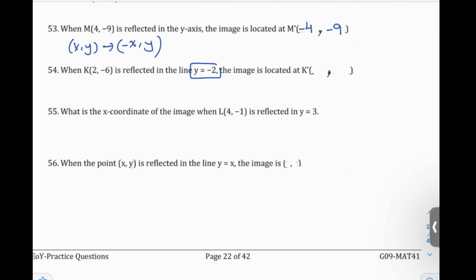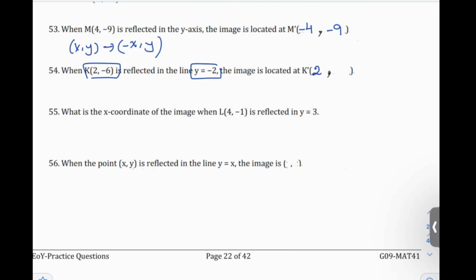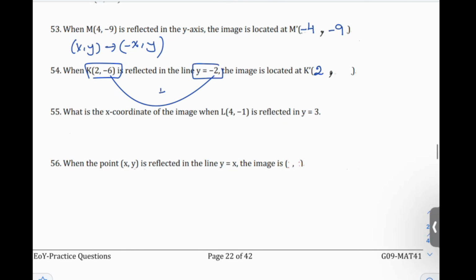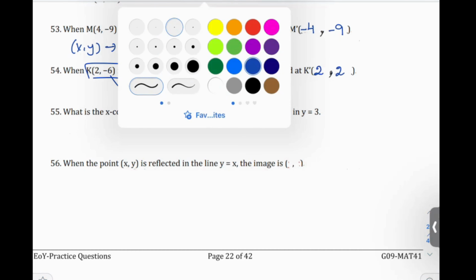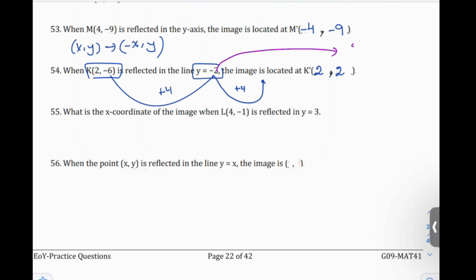Now, reflection across y equals 2. Y equals 2 means x stays the same. And we will see from -6 to -2, you have added 4. So add 4 here. So it will be 2. Or you can use the formula I have told you about. Multiply this by 2. 2 times -2 is -4. Then subtract the original y. So it is -4 minus the original y, -6. So it will be 2. In all cases, you will have the same result.